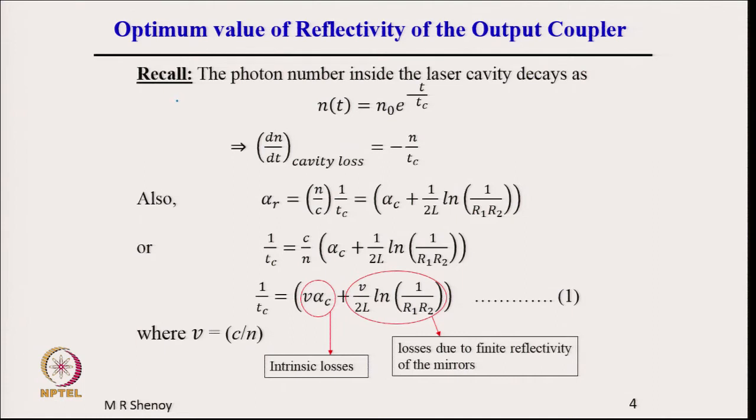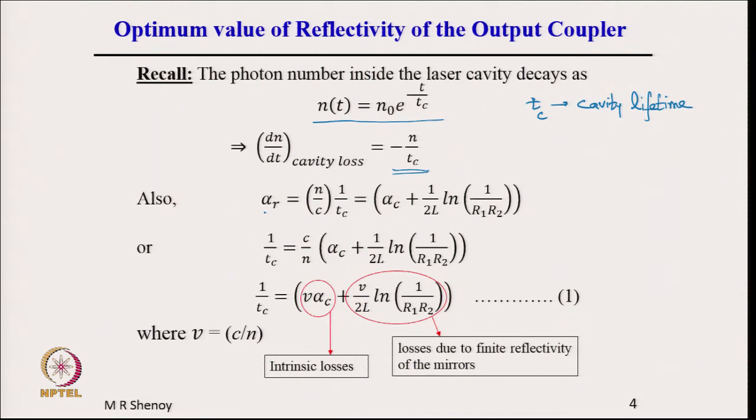Let us recall the photon number inside the laser cavity decays as n of t is equal to n 0 into e to the power minus t by T c, where T c is the cavity lifetime. So, T c is the passive cavity lifetime. And we have also seen in the last lecture that d n by d t, that is rate of change of photon number in the cavity because of cavity loss, is minus n by T c. We derived this in the last lecture.